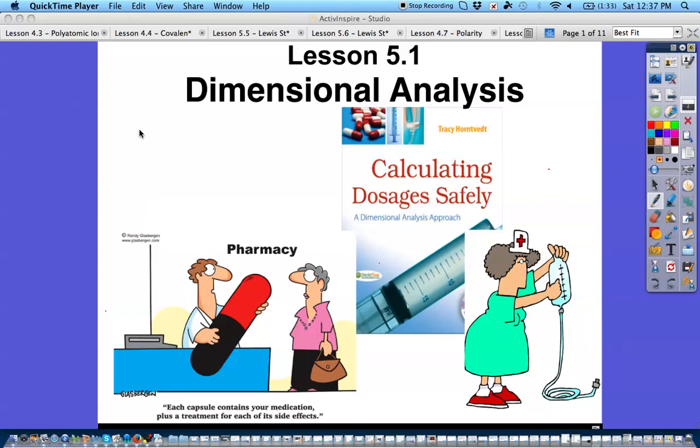Mrs. Sargent, and this is lesson 5.1, dimensional analysis. Dimensional analysis is a math tool that is going to help us in solving problems during this unit. It's going to help us convert from one unit of measurement to another. This is used a lot of times in the pharmacy as well as in hospitals to calculate dosages for patients.